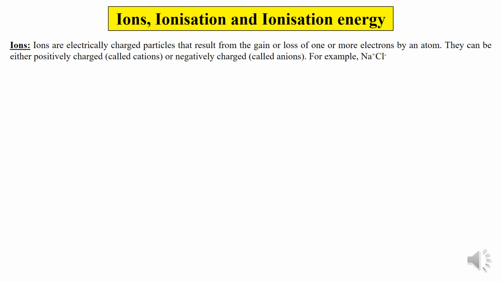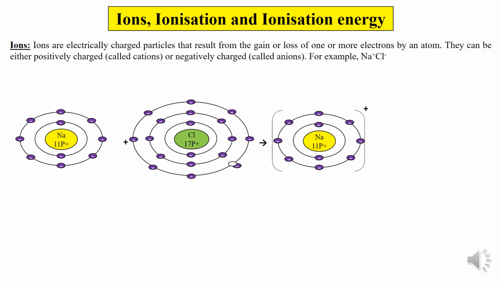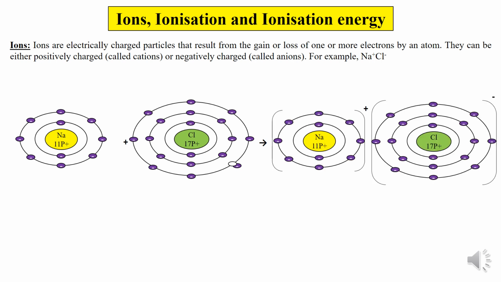So let me explain this with the example of formation of the common salt sodium chloride. Now the sodium loses its outermost valence electron to chlorine, and that results in formation of sodium ion and chloride ion.